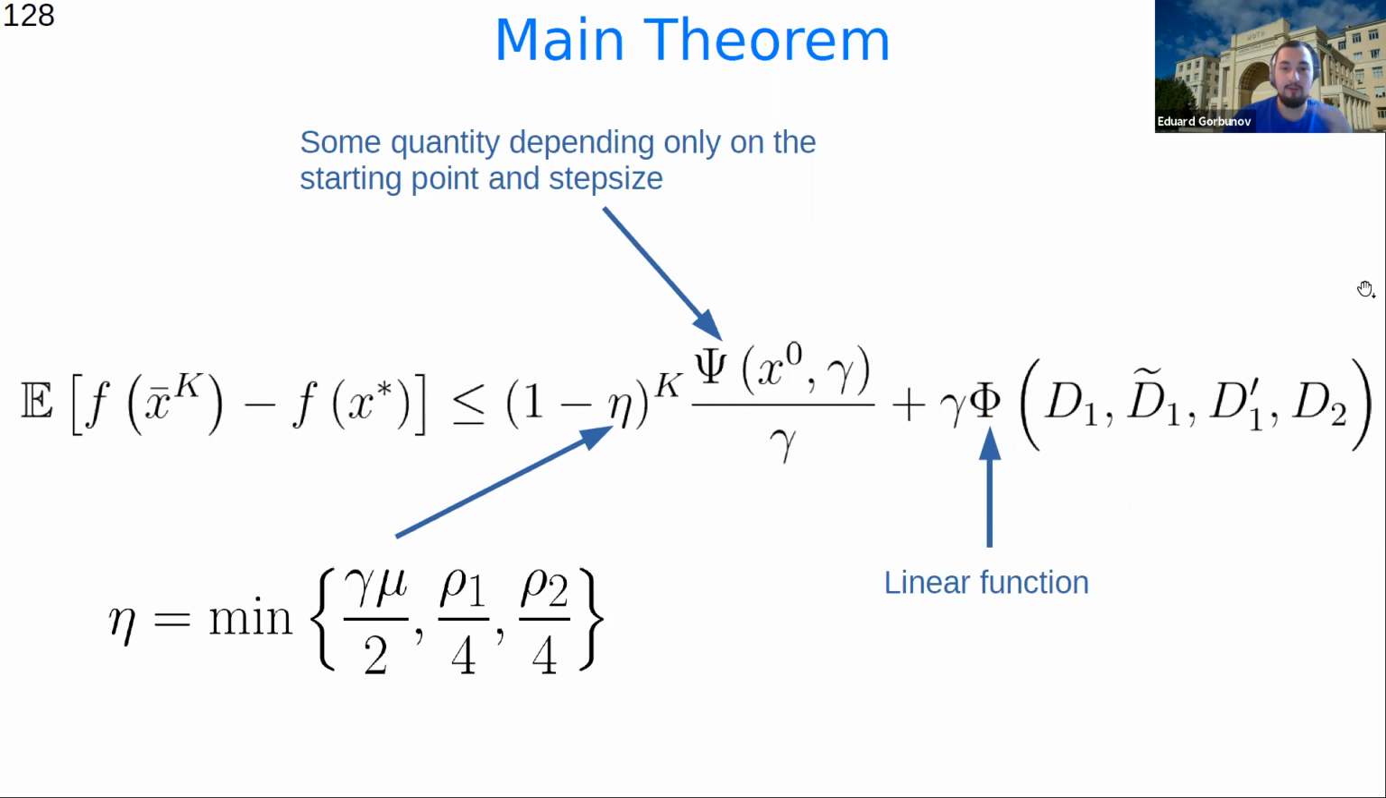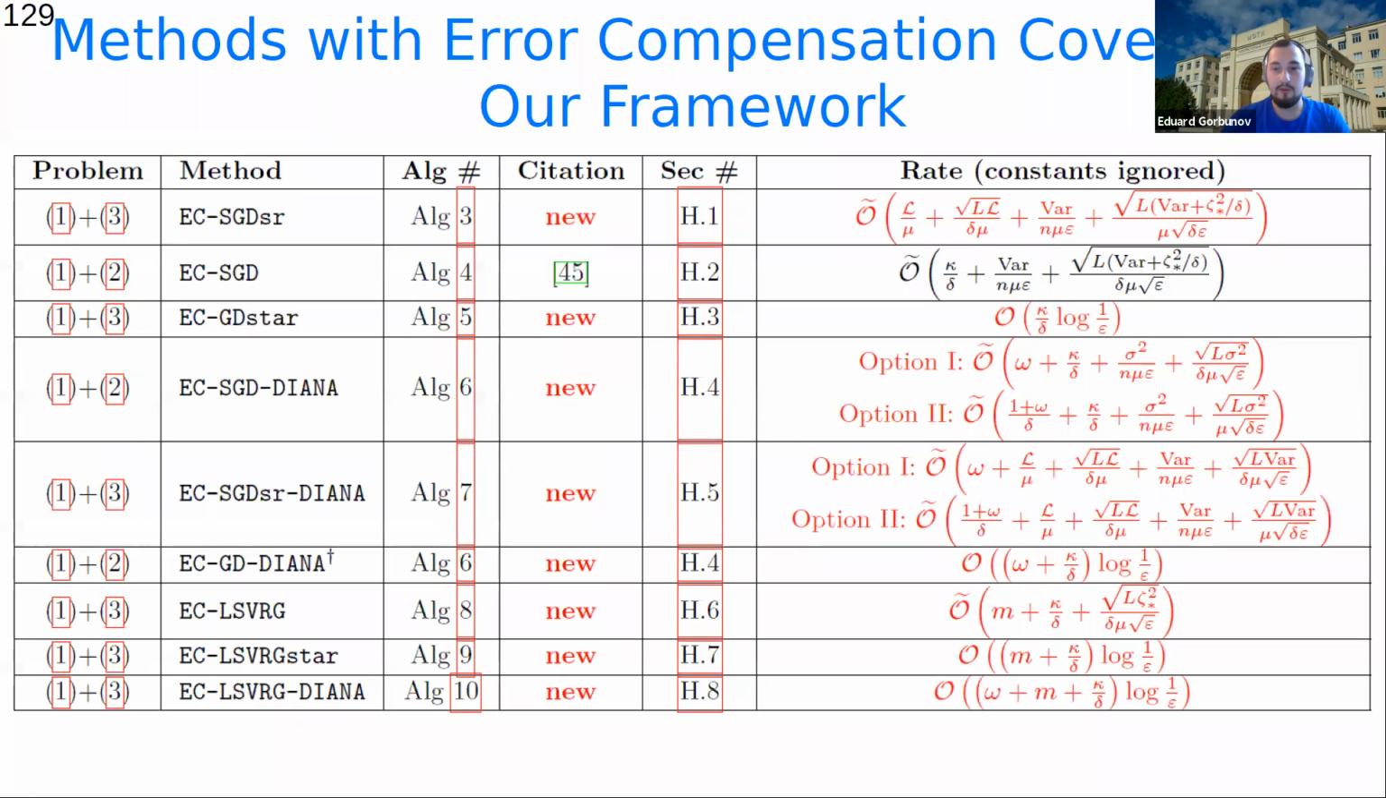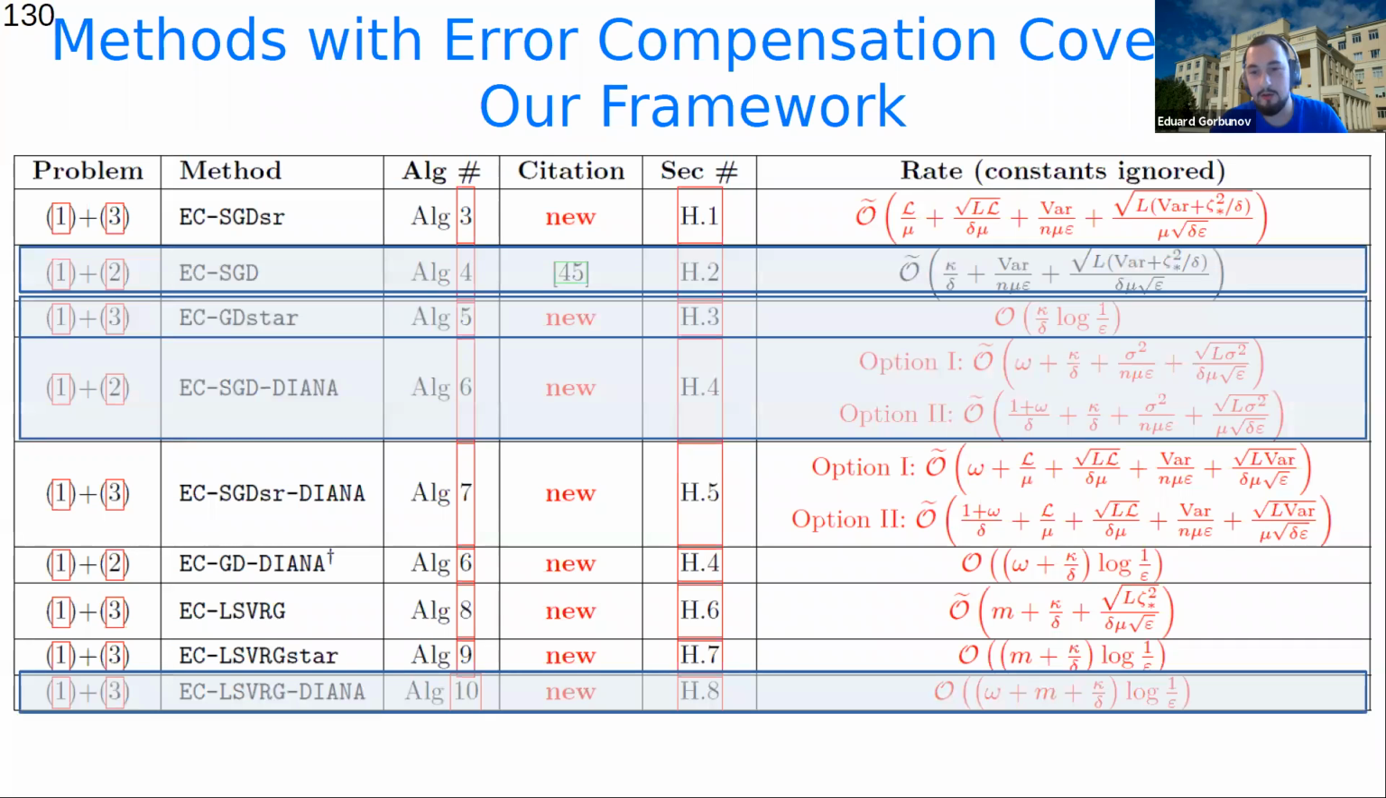Okay, and actually using this theorem, in all special cases we recover the sharpest rates and develop new methods and prove new convergence bounds for them. And here are some of the new methods developed in our paper. In this talk we just mention error-compensated SGD, error-compensated GD-star, error-compensated SGD-DIANA, and error-compensated loopless SVRG-DIANA.